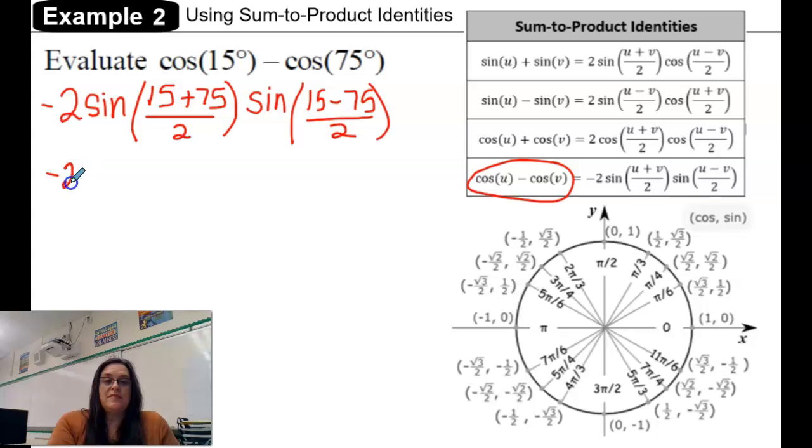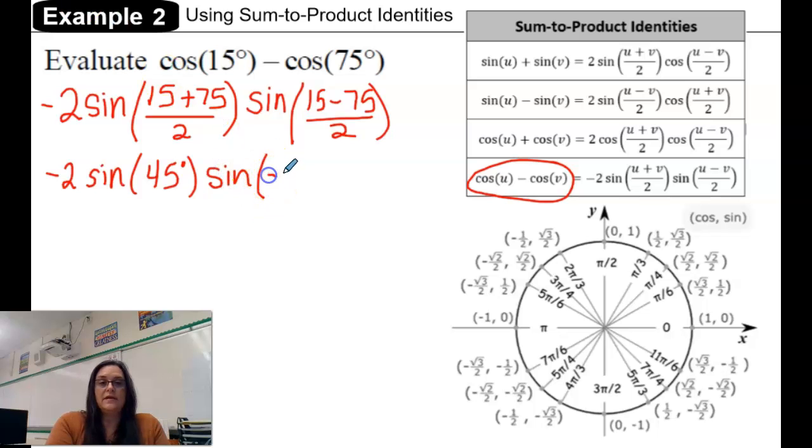So as we simplify, we'll have -2 sine of 45 degrees. 15 plus 75 is 90, divided by 2 is 45. And that's times the sine of -30 degrees. 15 minus 75 is -60. Divided by 2 is -30.